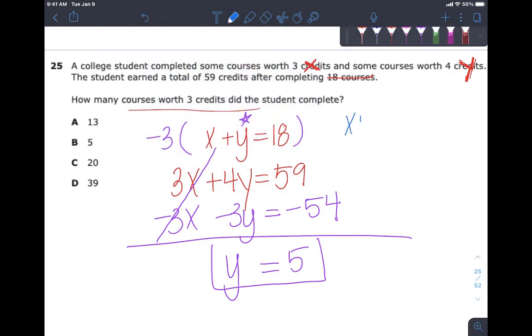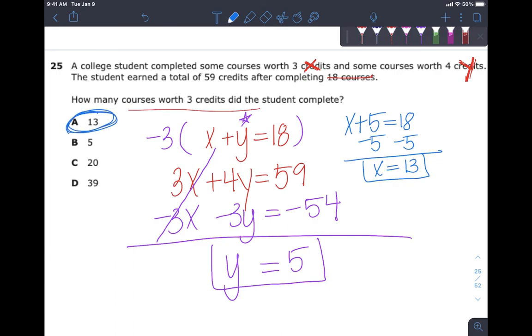So I'll say x plus 5 equals 18. Let's move the 5, and I get x equals 13. Now, x's are going to be my 3 credits, y's are going to be my 4 credits. So they took 13 3-credit classes.